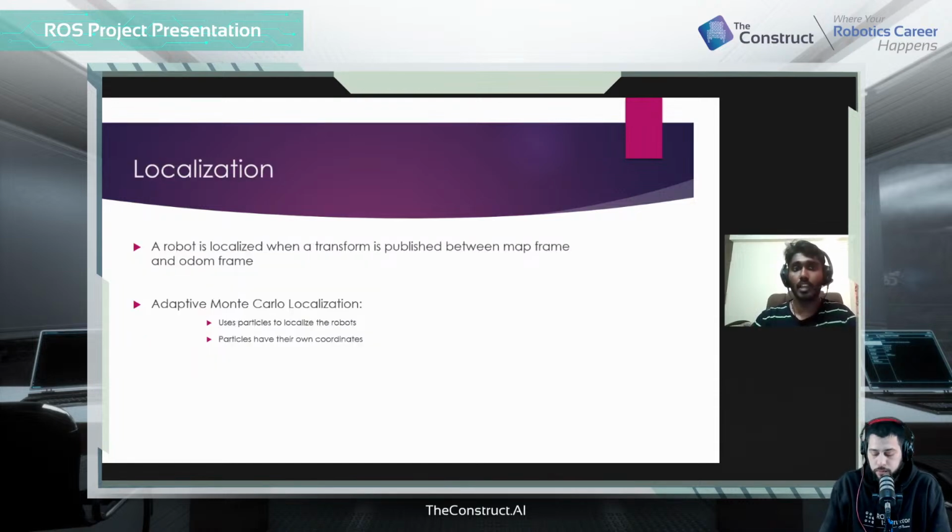The next part is localizing the robot. As I mentioned before, after mapping, we go for localization. We call a robot localized when a transform is published between a map frame and an odom frame. We use AMCL, the Adaptive Monte Carlo Localization. AMCL generally uses particles to localize the robot, each particle having its own coordinates.